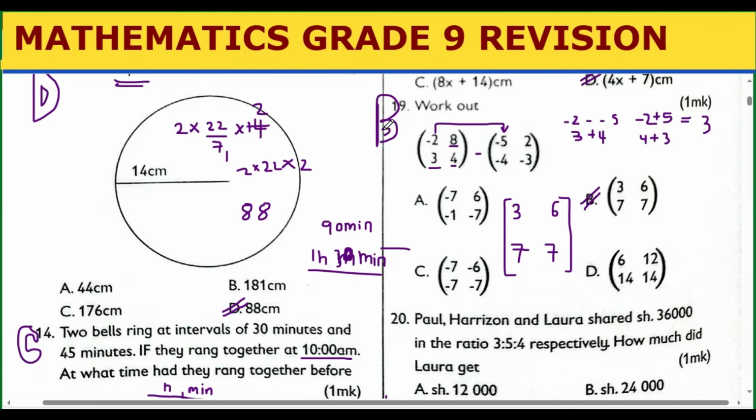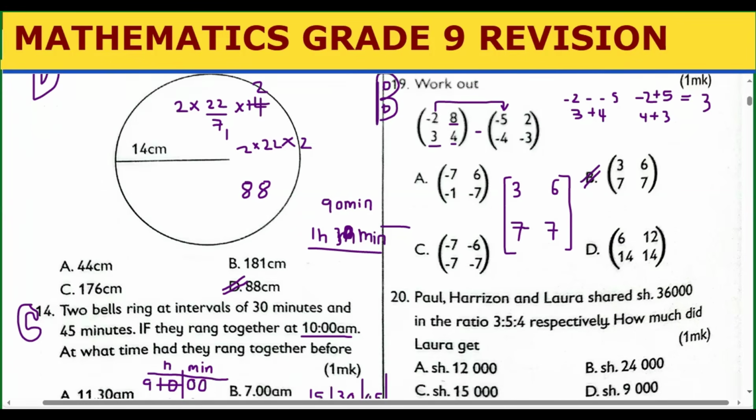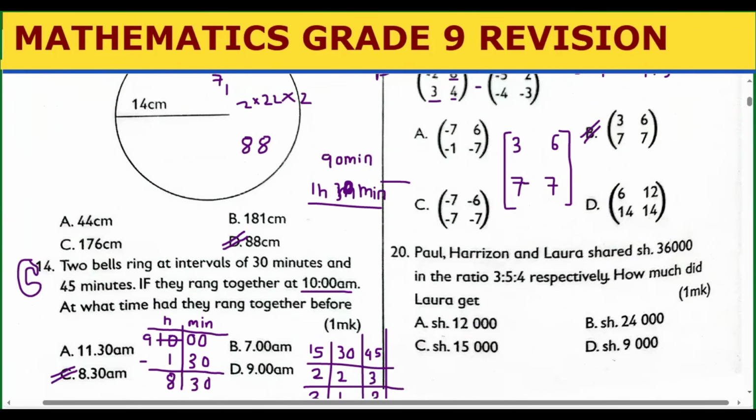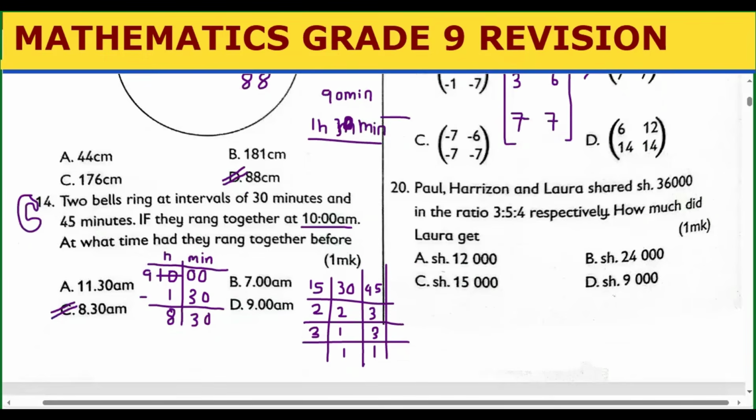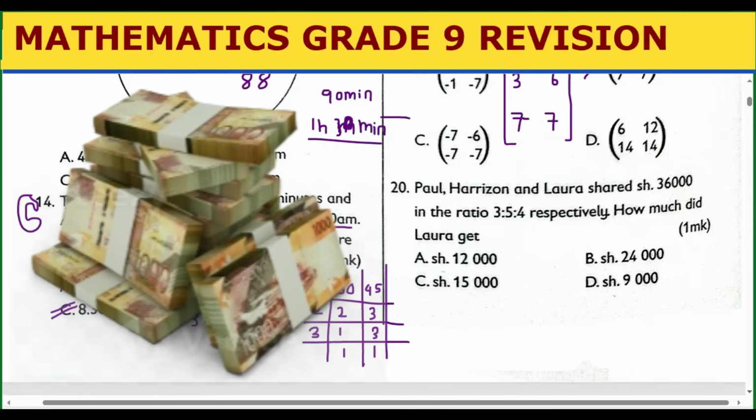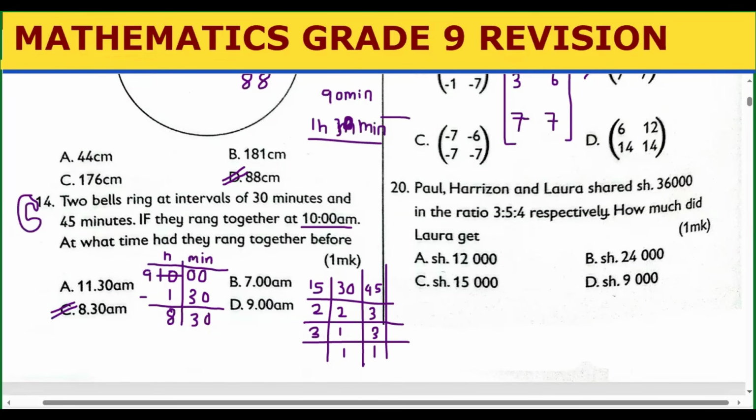So that is B. Where are we now? Finally, we are in number 20, the last one. Number 20 is the last one in this paper. Till we meet again. So Paul, Horizon, and Laura shared 6,000 shillings in the ratio 3:5:4, respectively. Respectively means in that order. Let me show you something. This is for Paul, this is for Horizon, and this is for Laura.